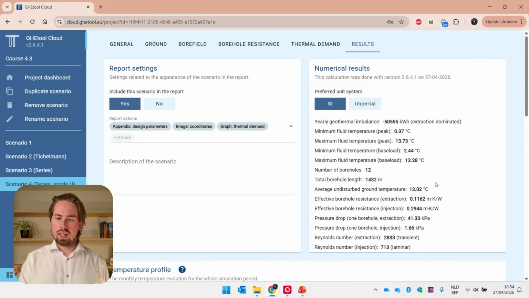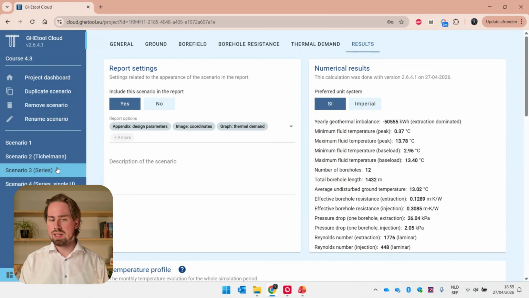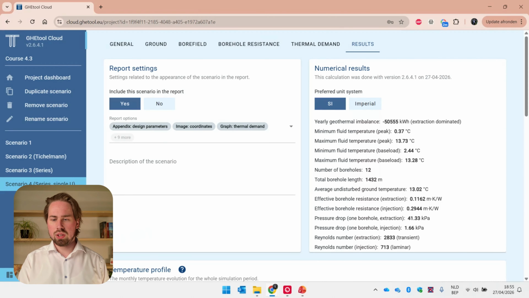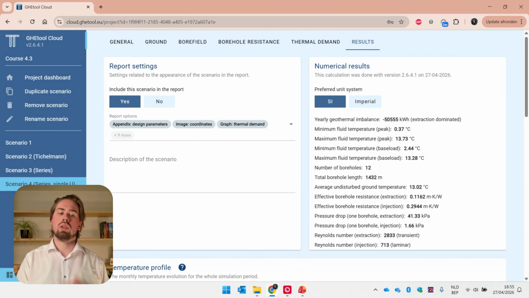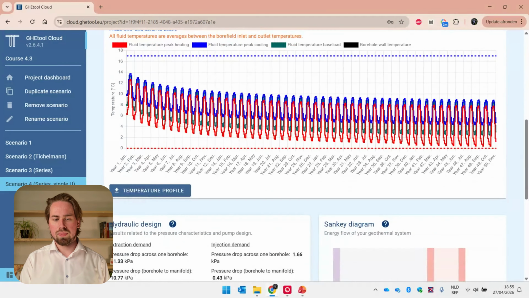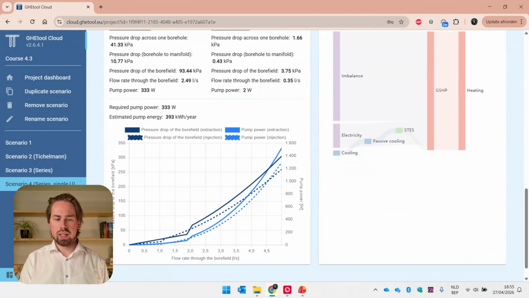But what you can see here is that now we're transient. This is not the topic of the video, but look, we have here our effective resistance. When we compare it to the previous case, it is slightly better, because now we have a turbulent or transient flow rate in our borehole heat exchanger, which is better due to the convective heat resistance and so forth. But also our pressure drop is now way, way higher. We're no longer laminar. We have a higher pressure drop, which you can also see here.